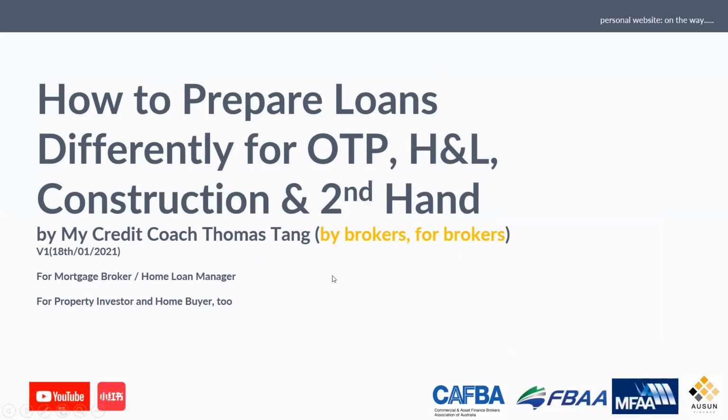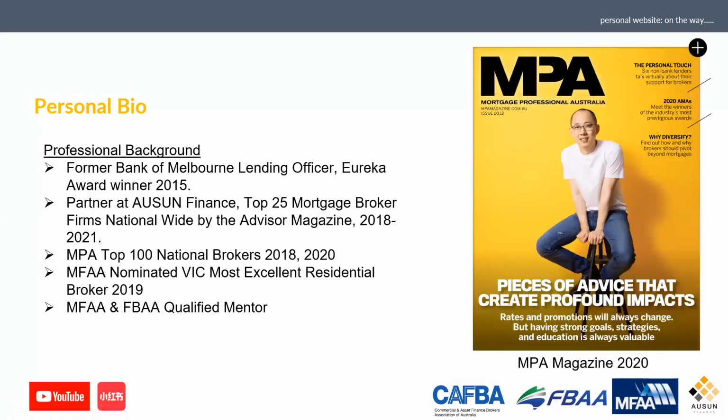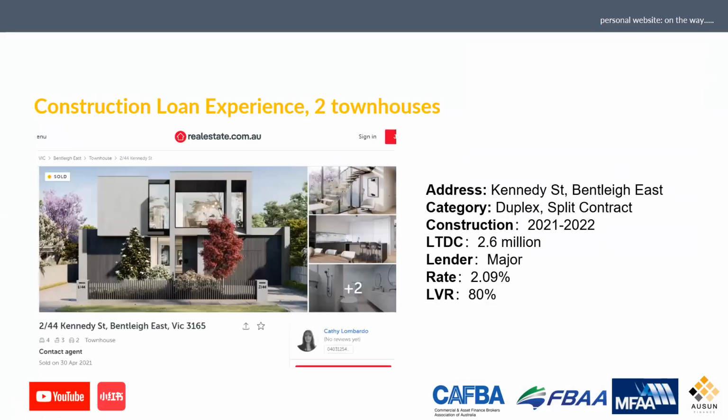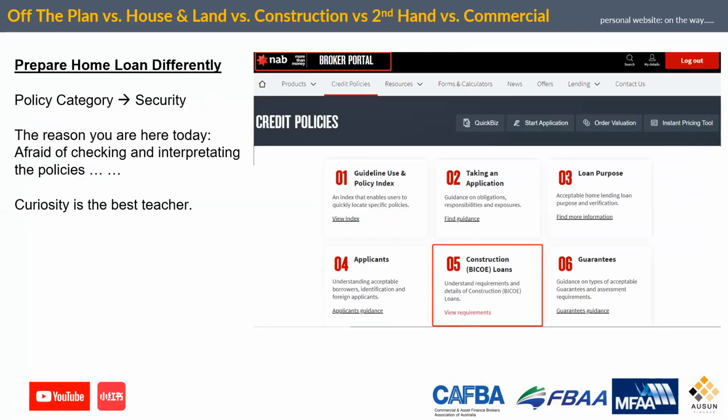So I'm trying to flip to the next page. Disclaimer, of course, this is not personal advice. Me, some awards, did some small projects, big projects, right? So that's me. So, answering the question of off the plan, house and land package, construction versus secondhand and commercial.